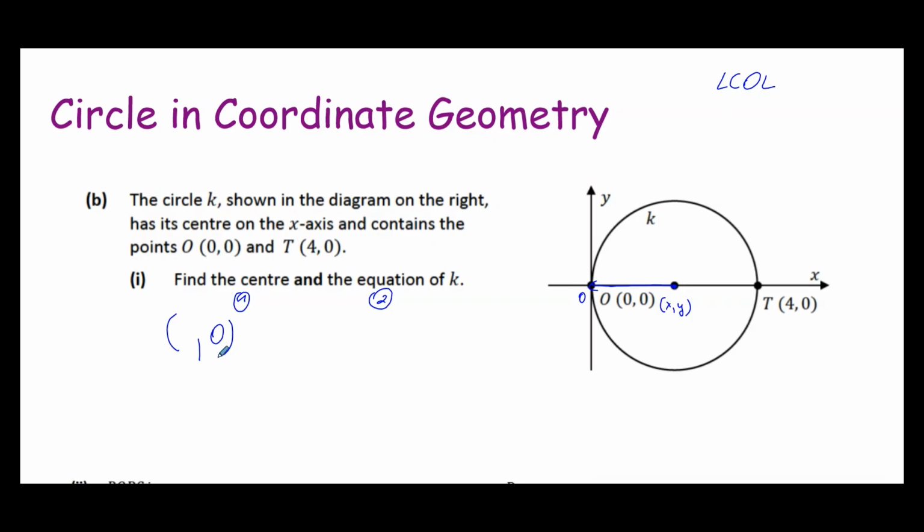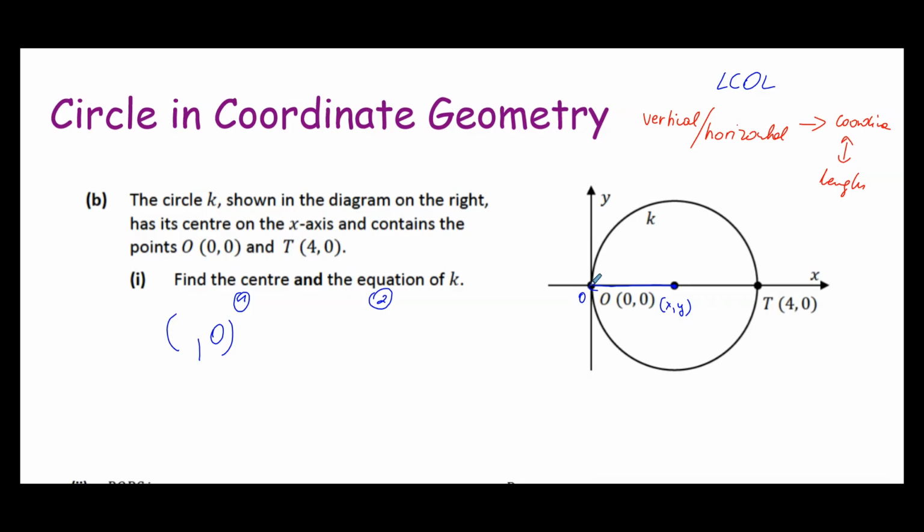Now, what about the second one? So what do I know? Well, here we are using a very important idea. When in coordinate geometry I have a vertical or horizontal line, I can use coordinates to read length, or if I have length, I can read coordinates. That's a very important piece of knowledge that very often is used.